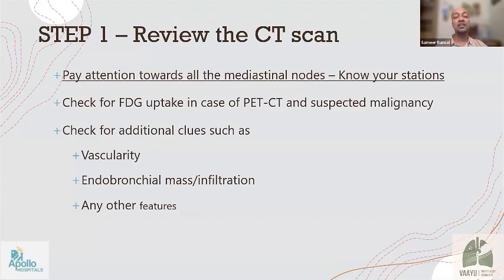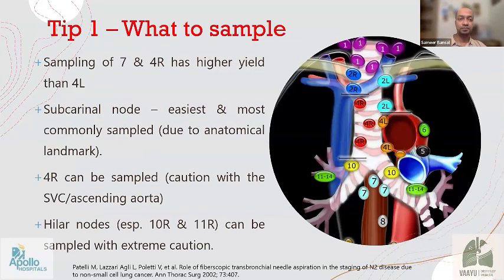Check for additional clues like vascularity, whether it is infiltrating endobronchially or not, whether there is calcification, because in those cases also your needle may not really penetrate the node if there is a lot of calcification, and any other features is very important to know. So the first tip is what to sample.